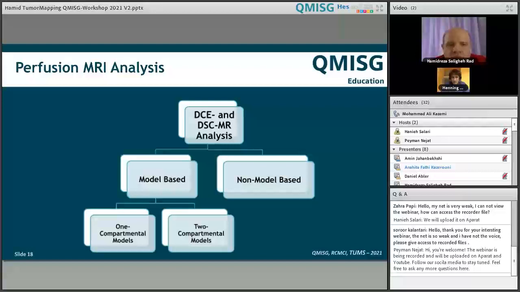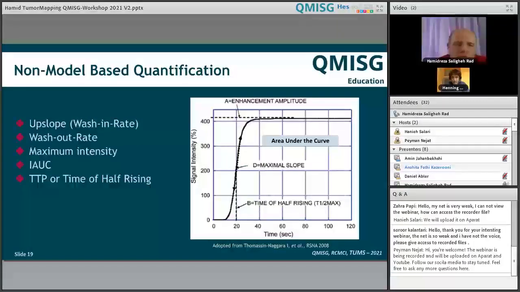Assuming we have a standardized protocol and image acquisition for perfusion, the analysis part plays an even more important role. Quantification, extraction and estimation of the parameters, in two ways, model-based and non-model-based, play a major role in giving us biomarkers to understand what's going on in terms of grading, tissue characterization and tumor contouring, if you like.